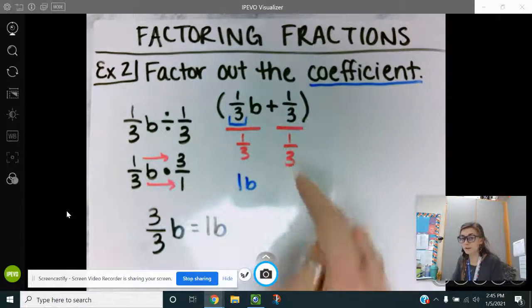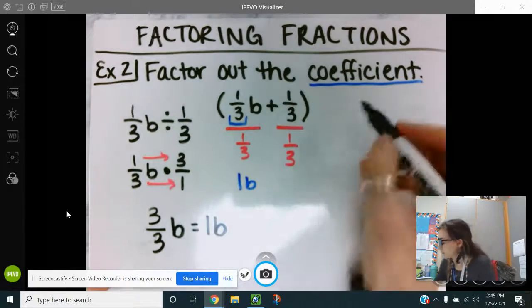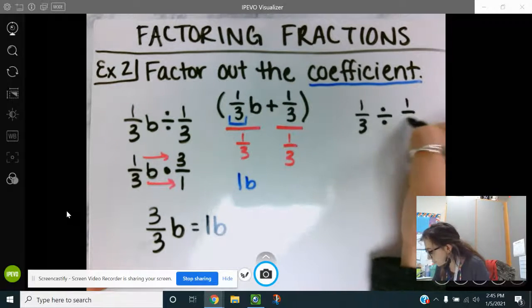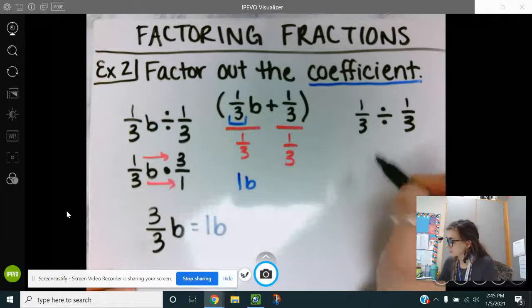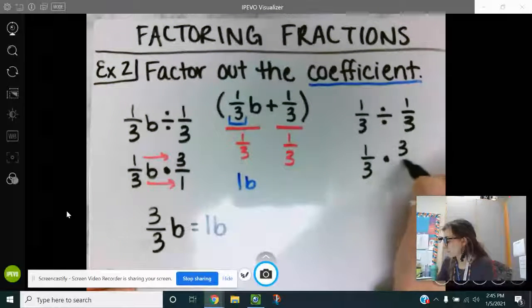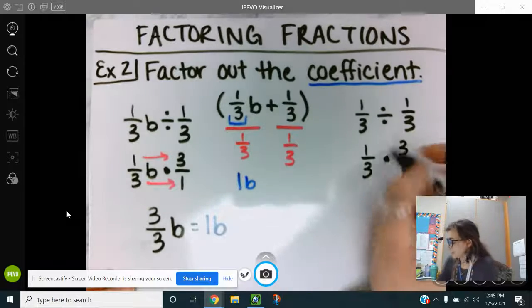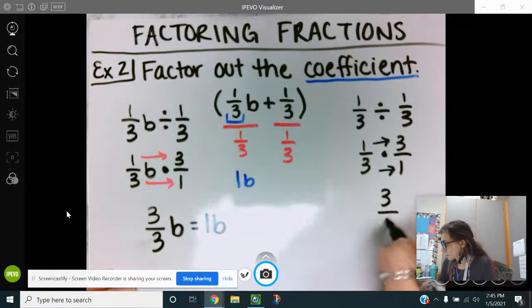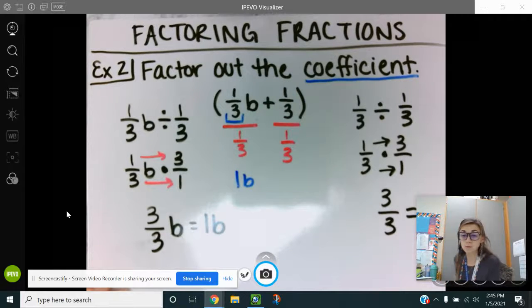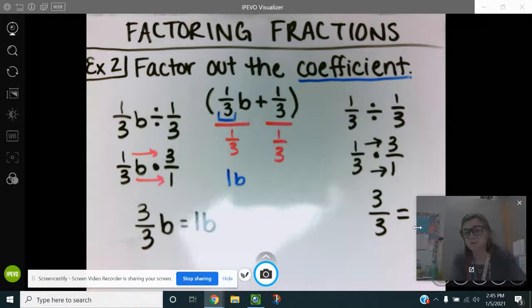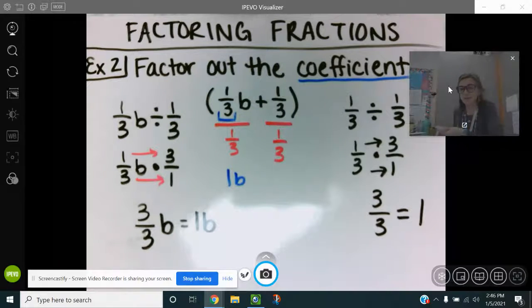Then we have 1/3 divided by 1/3. Change it to multiply by the reciprocal. 1/3 times 3/1. We multiply straight across, and then we get 3/3, which of course just equals 1. So this means, you can't see that because my face is in the way. There you go, equals 1.